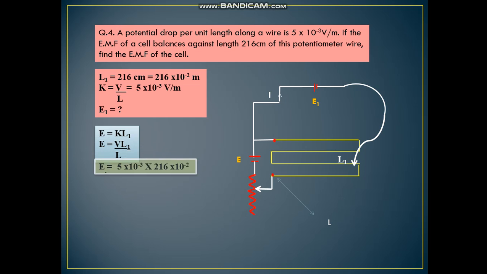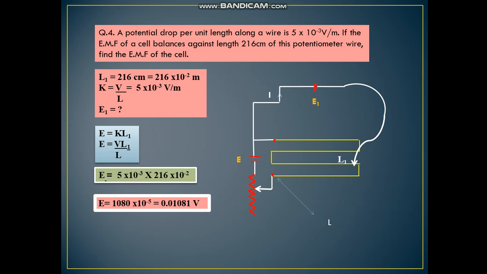So we substitute E is equal to 5 into 10 raised to minus 3 into 216 into 10 raised to minus 2. So E is equal to 0.01081 volt.